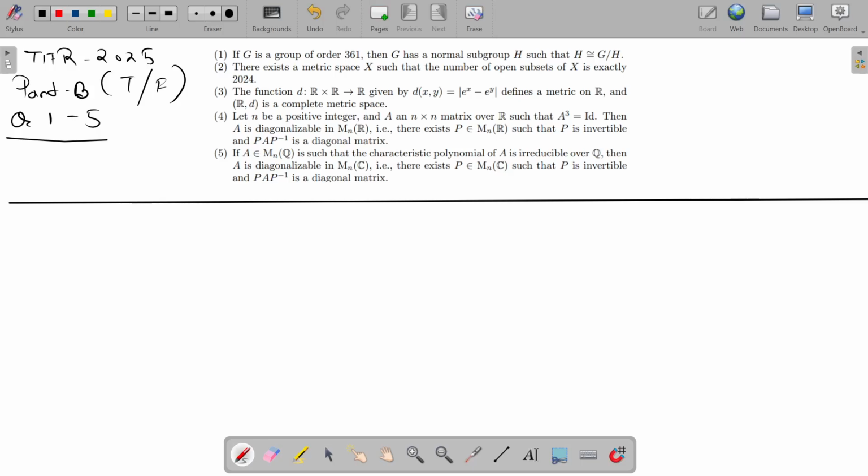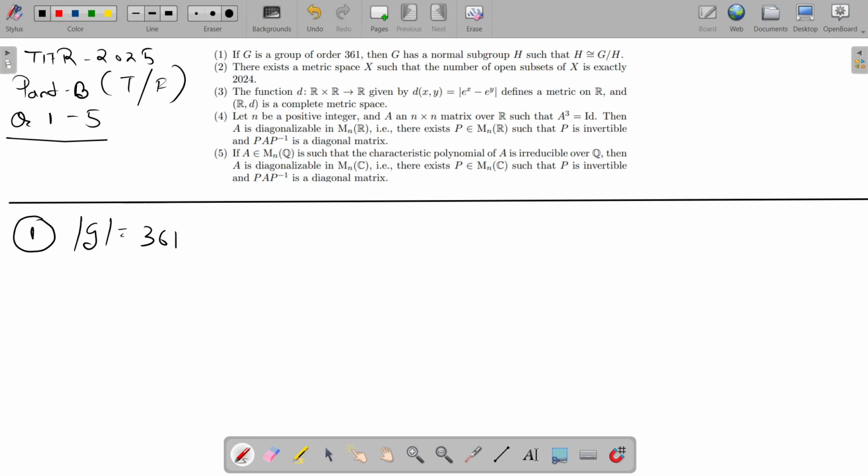So hi guys, today we will solve these TIFR 2025 Part B true and false type questions, from question 1 to 5. The first question says that if G is a group of order 361, then G has a normal subgroup H such that H is isomorphic to G by H, right?